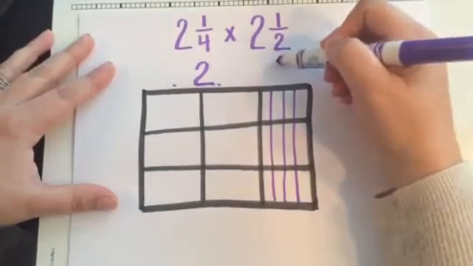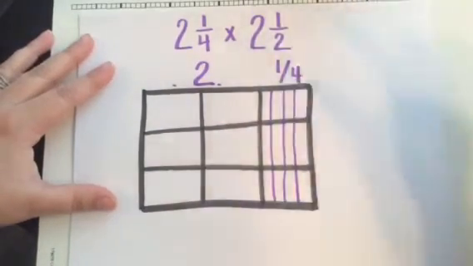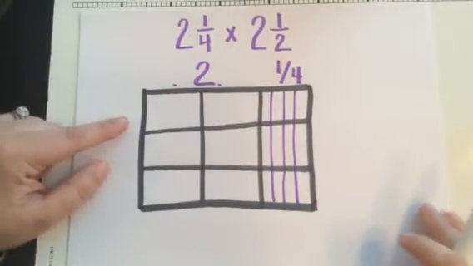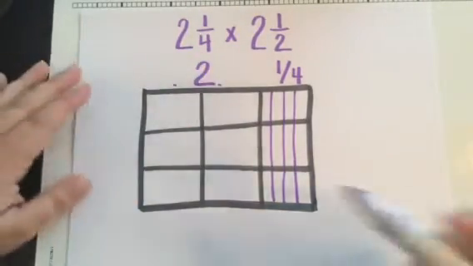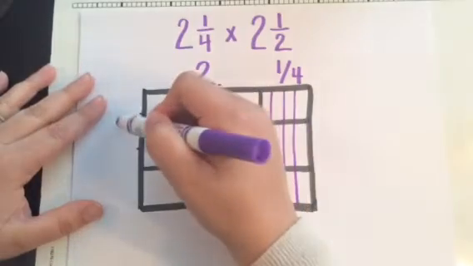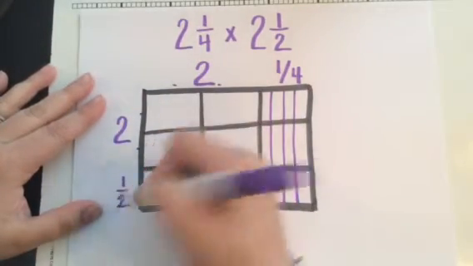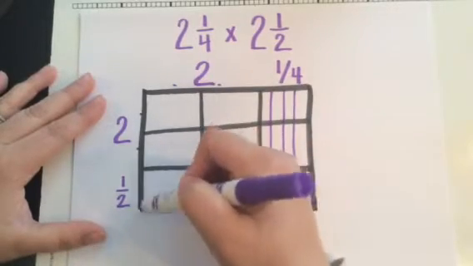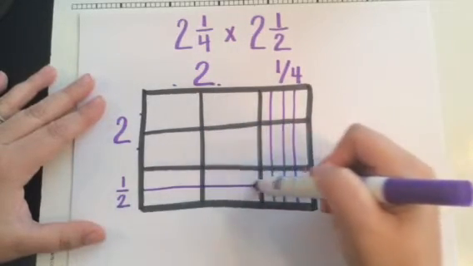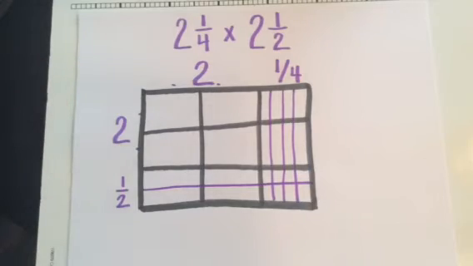So I can show now that here's where I'll represent the 1/4. And then I know that I'm multiplying that by 2 1/2. So again, here will be the 2 holes. And then here's where I will show 1/2. So I'll need to just split the model for this hole in half, going straight across.